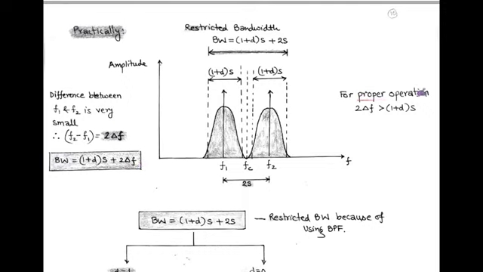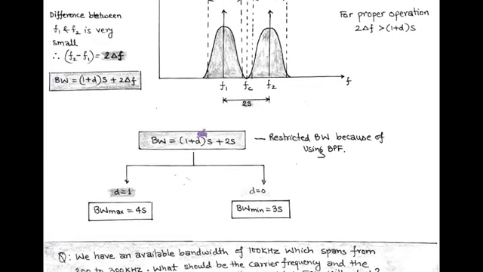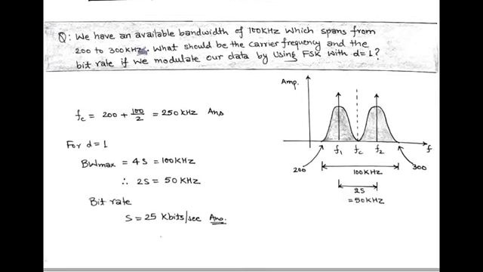And for proper operation of frequency shift keying, modulation and demodulation, this frequency difference, twice of delta F, must be greater than (1 plus d) into S. And when the value of d is equal to 1, we get a maximum bandwidth of 4S or 2S plus 2 delta F. And when we put d equal to 0, we get a minimum bandwidth of 3S or S plus 2 delta F.